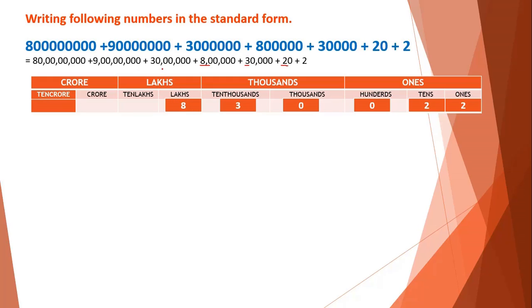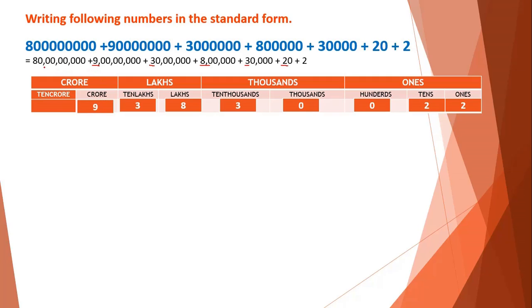Then we will look at the next number, that is 30 lakhs. 3 is in the 10 lakhs place. Therefore, I will write 3 in the 10 lakhs place. The next number they have given is 9 crore. We will skip the zeros. We will look at the non-zero digit. That is a 9. 9 is in the crores place. We need to write 9 in the crores place.